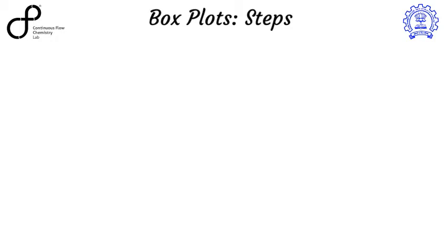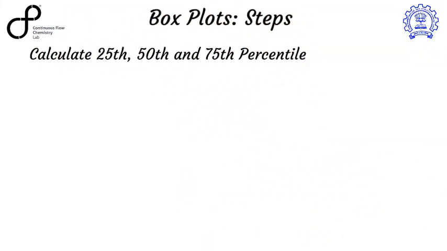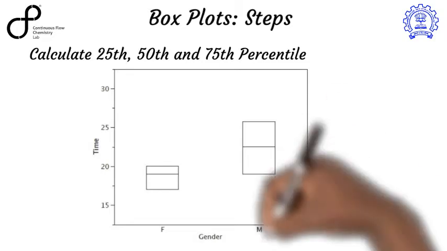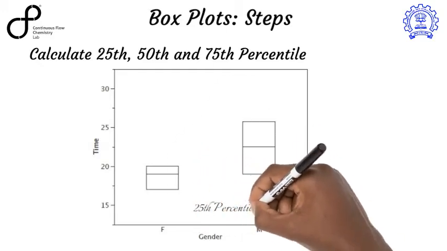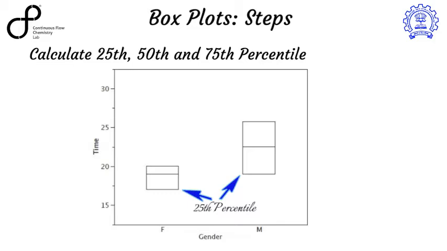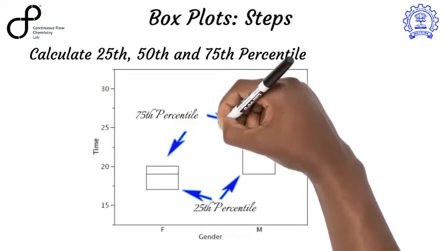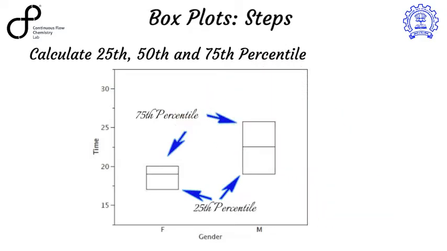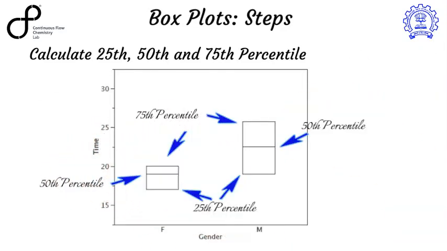There are several steps in constructing a box plot. The first relies on the 25th, 50th, and 75th percentiles in the distribution of scores. This figure shows how these three statistics are used. For each gender, we draw a box, extending from the 25th percentile to the 75th percentile. The 50th percentile is drawn inside the box. Therefore, the bottom of each box is the 25th percentile, the top is the 75th percentile, and the line in the middle is the 50th percentile.